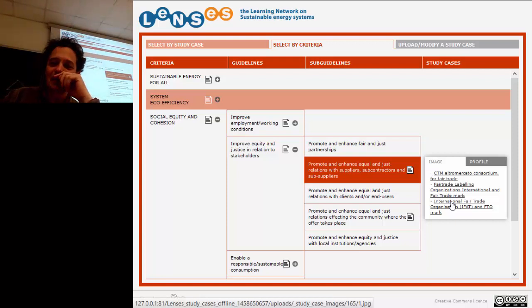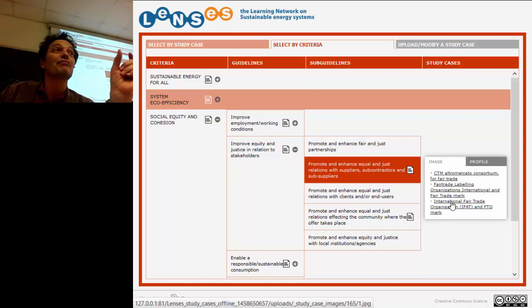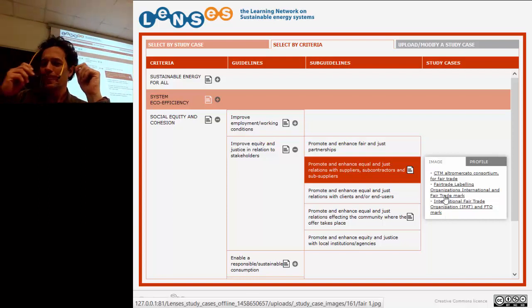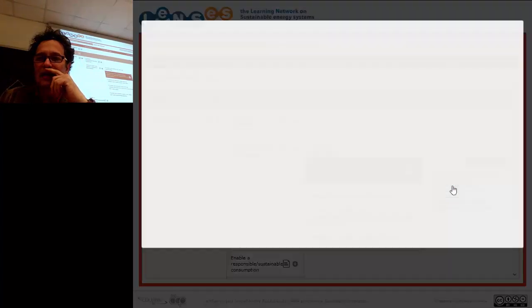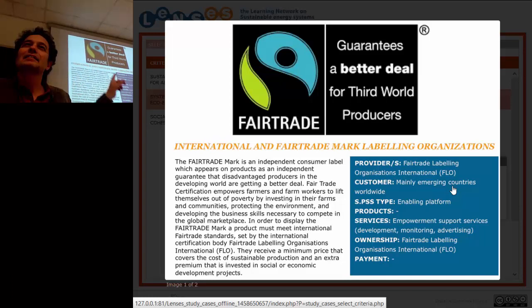Related to this, it's good to be aware that there are some organizations that can label a product as fair trade. And there are two main ones, and one is this one. Maybe you saw it on some product. Have you ever seen this label?